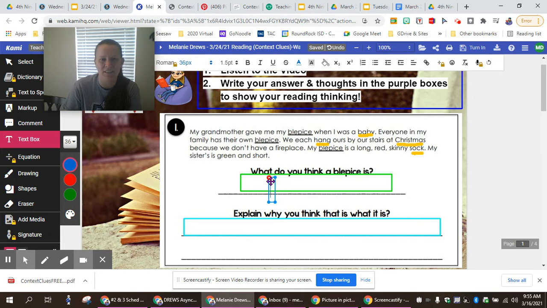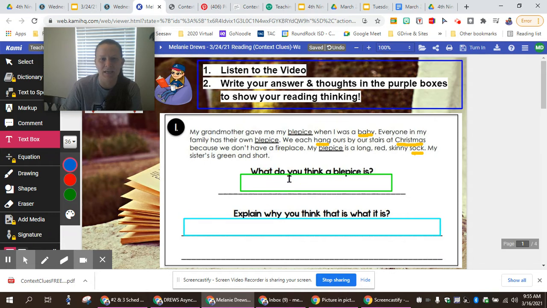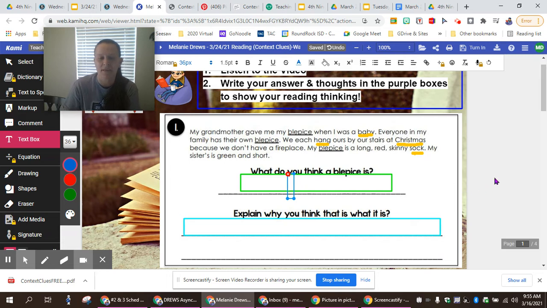I'm thinking down here in the green box, and this is where you're going to put your good guess of what you think your word is. Okay, but I think a blebice, I don't even know if I'm saying it right because it's made up, is a stocking. Okay, and then I'm going to go use that other context because I'm going to stick that in and see if it makes sense when I read it again.